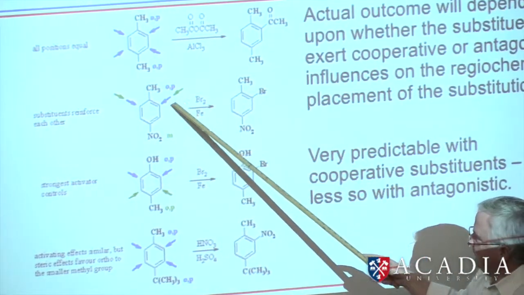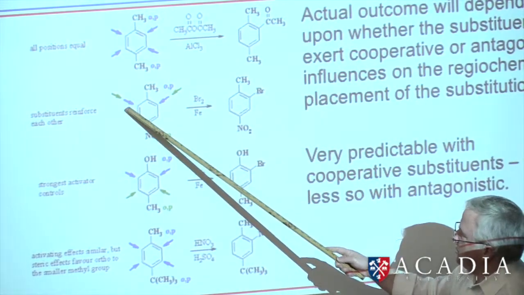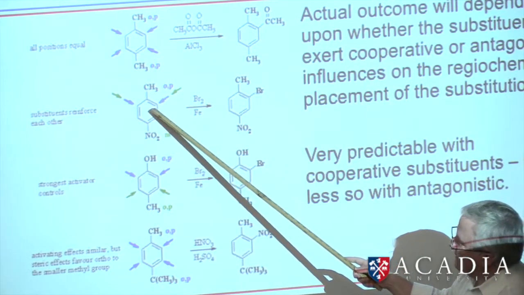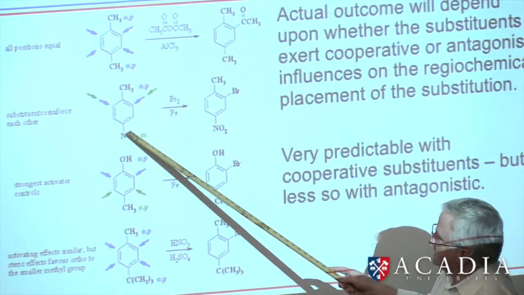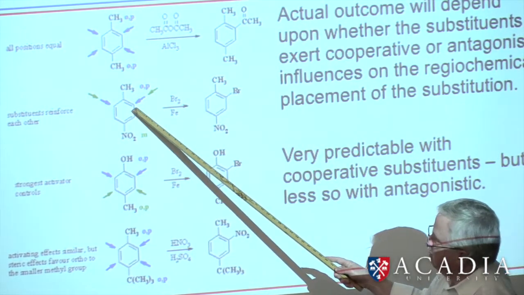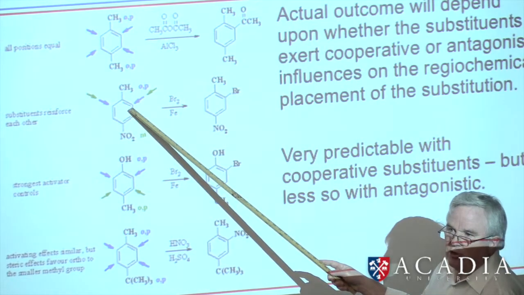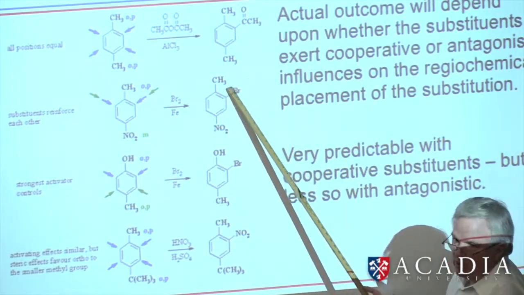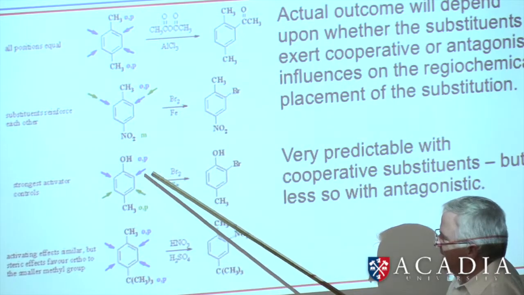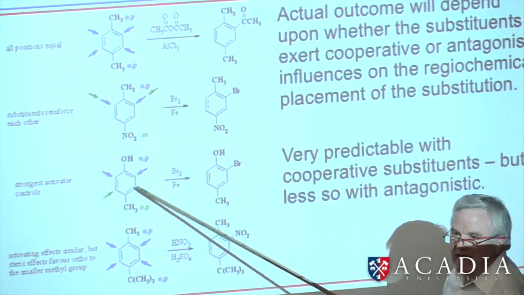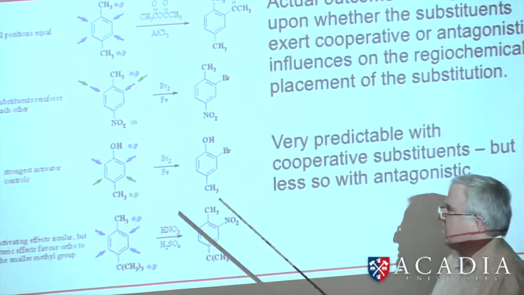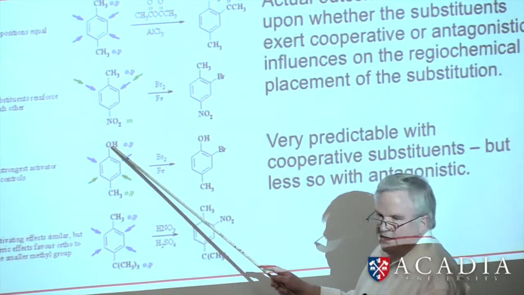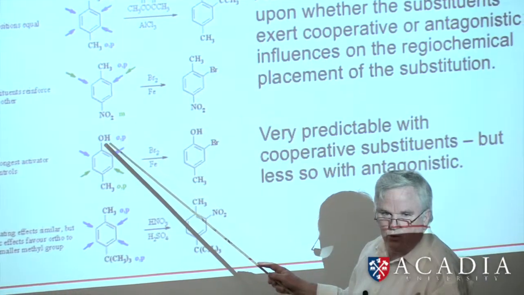We can have reinforcing, where this is an ortho-para director and the para position is blocked because there's no proton there. And this is a meta director, so they're both pushing the substitution to go to the same position, and that's what you get. Where it becomes problematic is when these things are antagonistic, when they're going to different places. In these instances, typically the activating group wins.